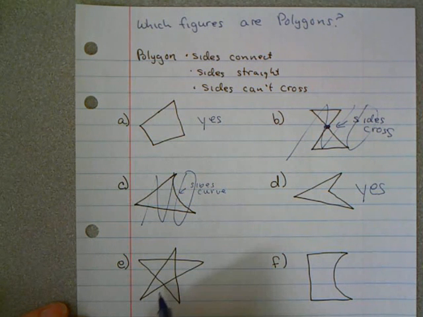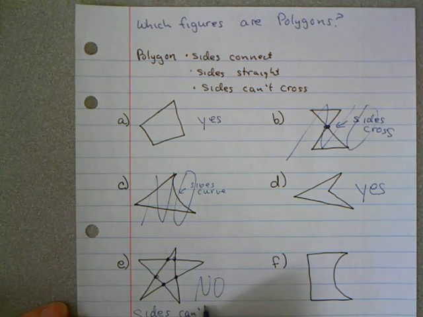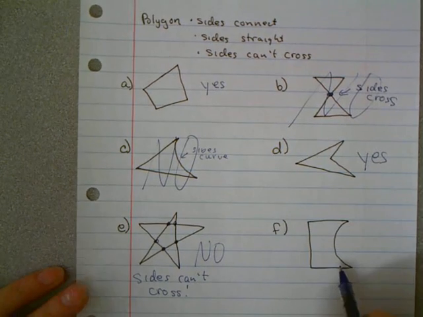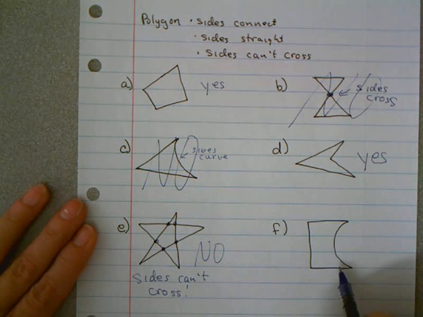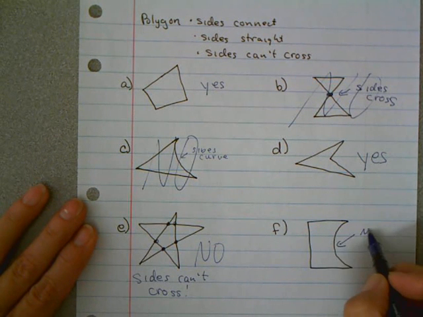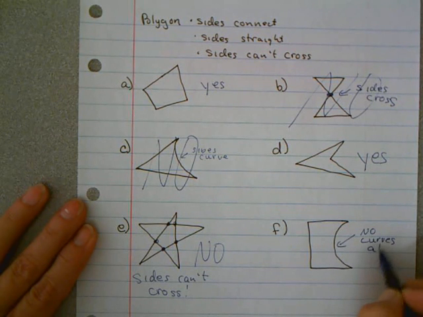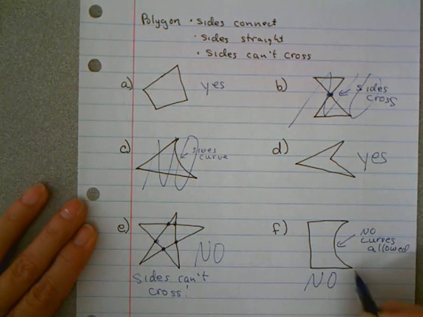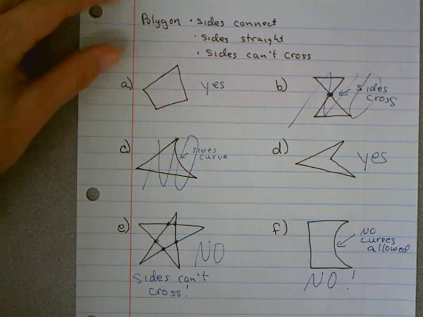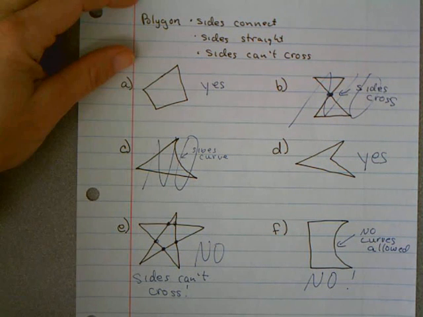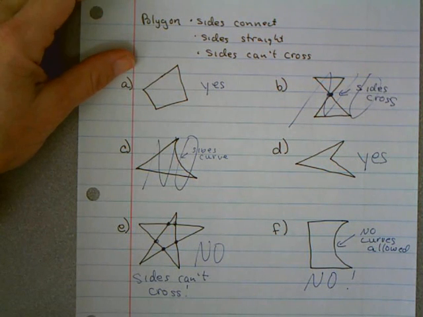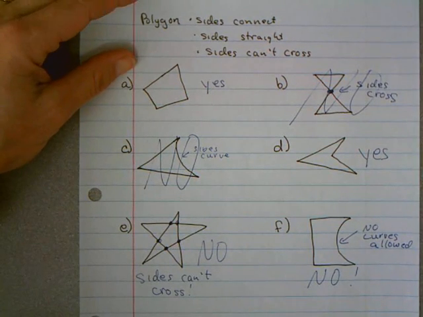For E, we're crossing all over the place. They cross here and here and here and here. Big mess. No. Sides can't cross. And finally, for F, what do you think? Saw the curve, right? No curves allowed. This is also no. So, look at that definition and just make sure anything you think is a polygon fits these three criteria. Sides connect, they're straight, and they don't cross.